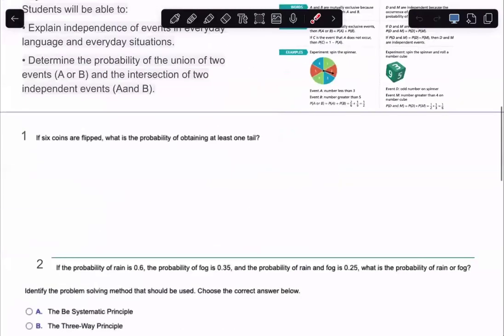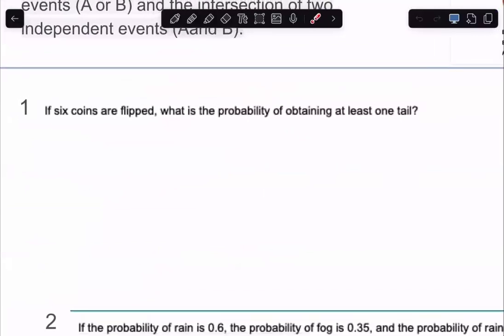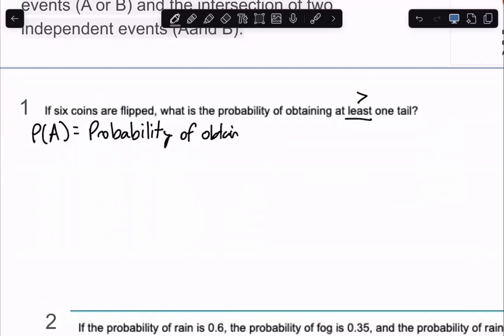All right, so let's do an example. Number one is probably the hardest one on the actual homework, but it's pretty much exactly the one that you have, so we'll do it together. If 6 coins are flipped, what is the probability of at least one tail? You should know that at least means it's greater than or equal to 1. So this will be the probability of obtaining one tail.